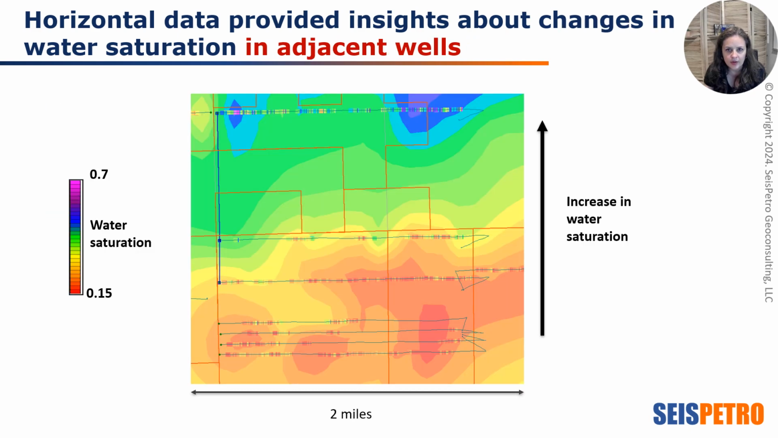In this other area of the field, we can also see how the water saturation increases progressively to the north when you look at adjacent wells. You have these wells here, all of them with low water saturation. As we start moving up here, we start getting areas with higher and higher water saturation until we get to the top here, where we have a much higher water saturation.